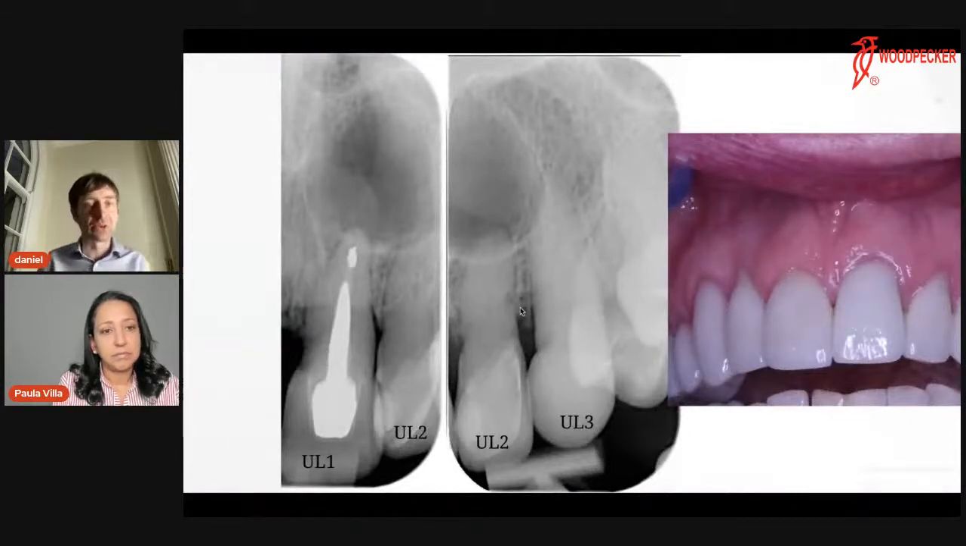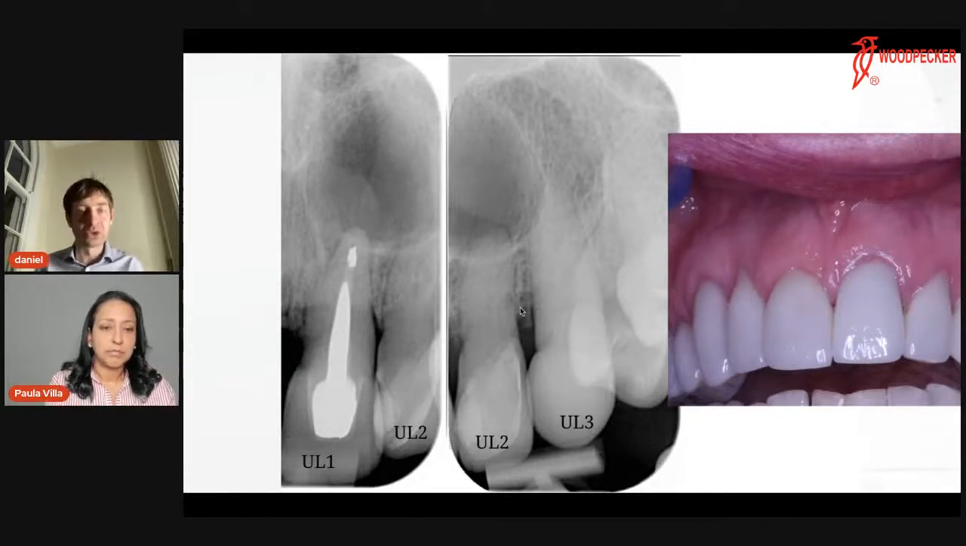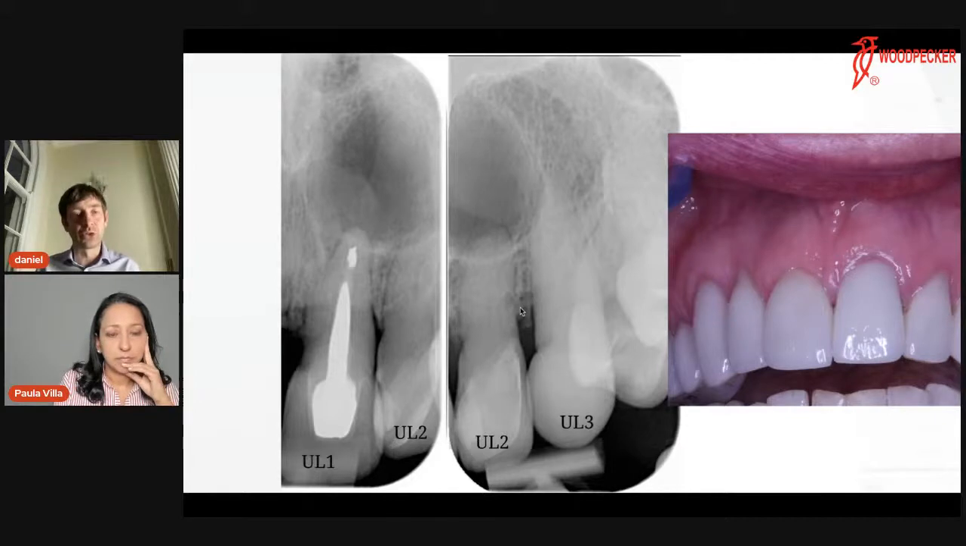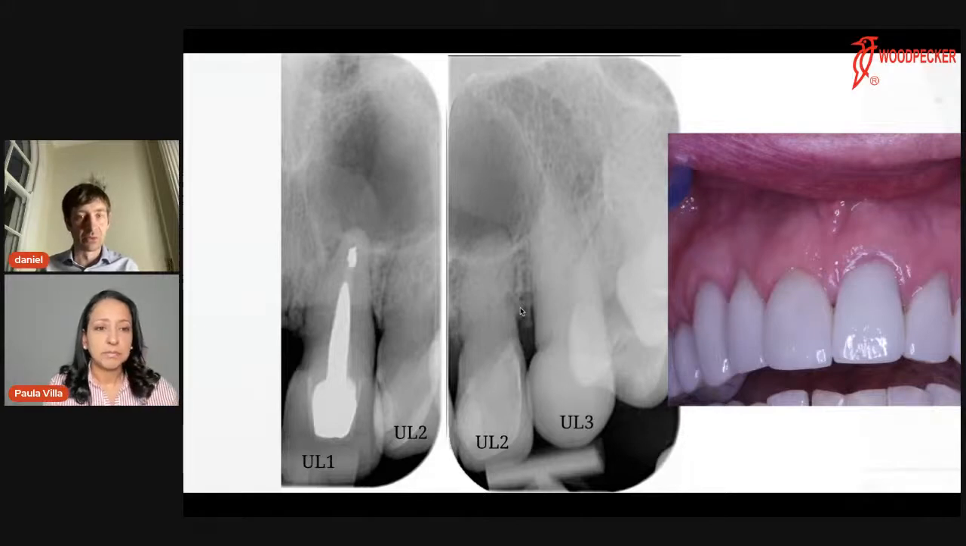Here's another case where we have a very large apical radiolucency associated with the upper left one. This patient has been taking oral bisphosphonates, and she's done a lot of reading about potential necrosis following any surgery with bisphosphonates. So in this case, we have to look at what the options are. Obviously, if we extract the tooth, that's got the biggest risk of necrosis.